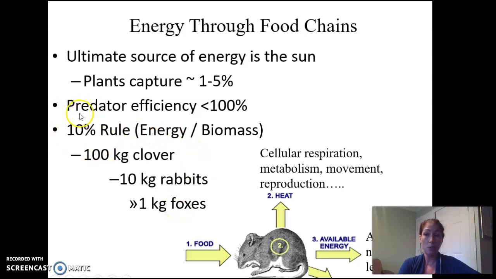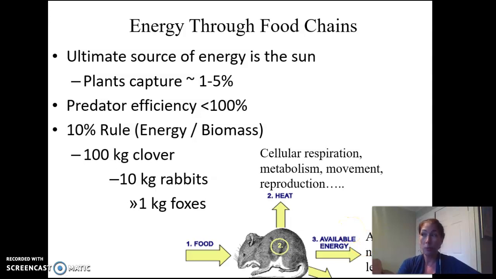Now, the reason why only 10% transfers at every step of the food chain is because we use that energy for stuff. So we take in food, and then our body has to maintain our body temperature, has to go through metabolism, we have to move, we have to avoid being food, we have to find our food. So all of life's processes have that waste product of heat. Because remember that no energy transfer is ever going to be 100%. So we're always going to lose energy in the form of heat. We also lose energy in the form of waste. And so the energy that's available to the next trophic level tends to be about 10%.